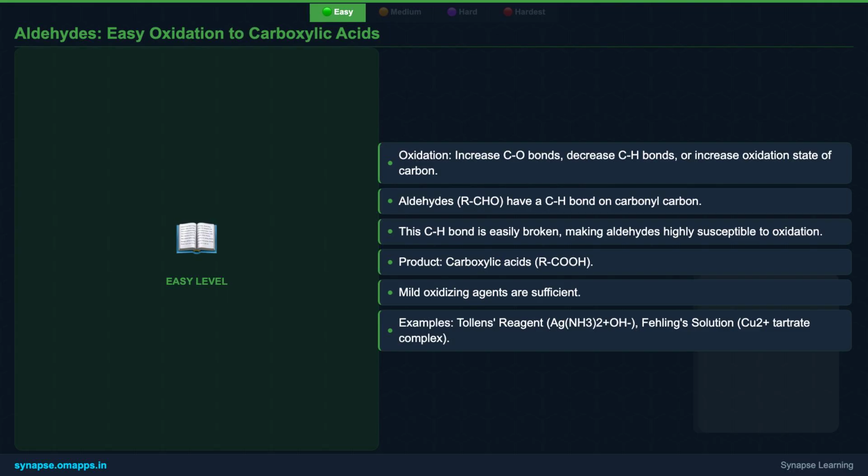We'll look at two famous examples, Tollens' reagent, which gives a striking silver mirror, and Fehling's solution, producing a distinct red precipitate. These reactions are not just theoretical, they're the basis for distinguishing aldehydes from ketones in the lab. Remember, a C-H bond is key here.